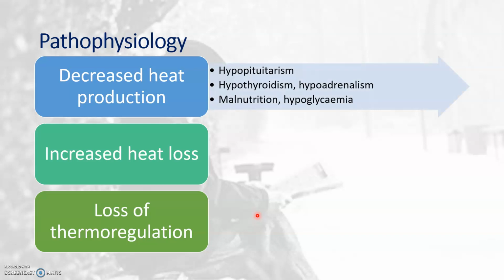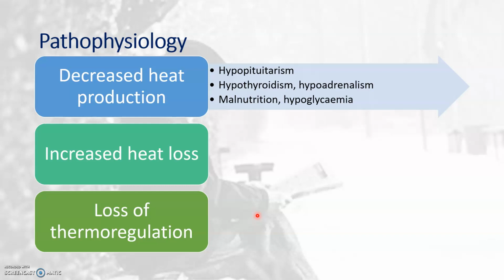A decrease in the hormones that promote metabolic activity in the body, which would include thyroid hormone, glucocorticoid hormones, will decrease metabolism and therefore decrease heat production. So hormonal conditions such as hypopituitarism, hypothyroidism, and hypoadrenalism.